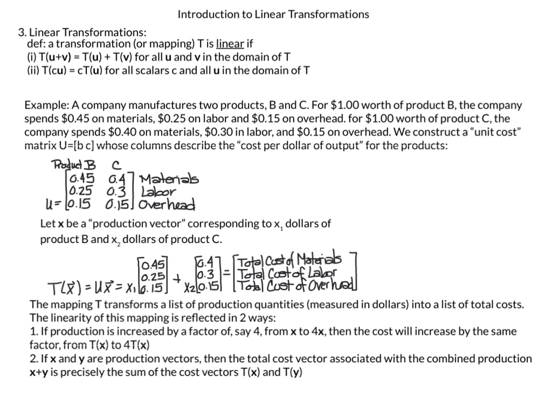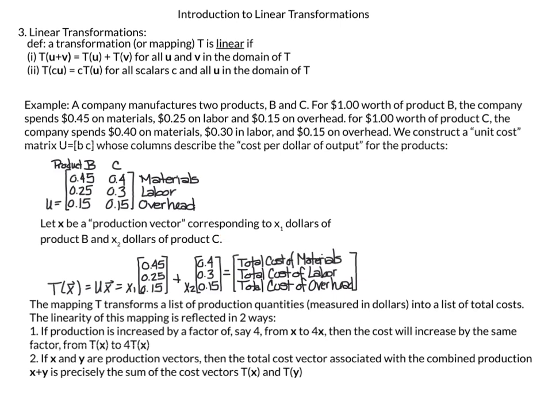We can construct a unit cost matrix, U, for unit, equals [B C], where B is the column describing the cost per dollar of output for product B, and C is the cost per dollar of output for product C. So here's product B, here's product C. Our costs are 0.45 and 0.4 for materials, 0.25 and 0.3 for labor, 0.15 and 0.15, both of them, for overhead. Is that true? Yeah, both of them are 0.15 for overhead. So let x be a production vector corresponding to x1 of product B and x2 of product C.